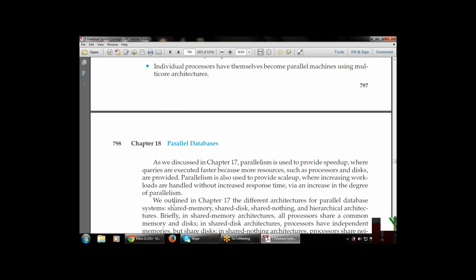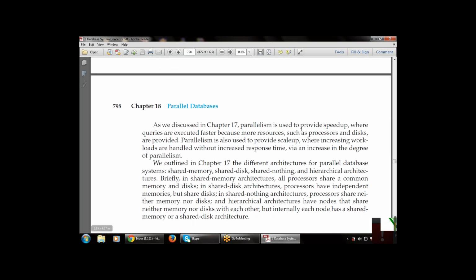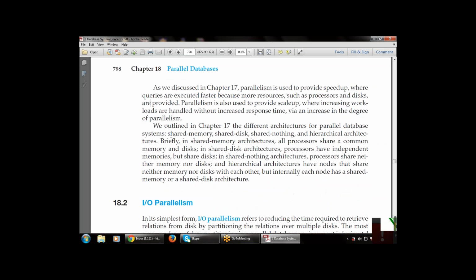Parallelism is also used to provide scale up, where increasing workloads are handled without increased response time via an increase in the degree of the parallelism. So there are different architectures available for parallel databases, like shared memory, shared disk, shared nothing, and hierarchical architecture.